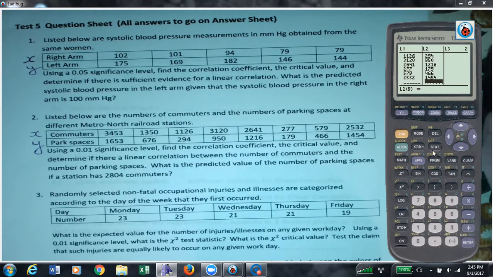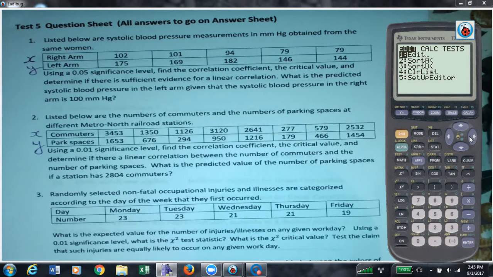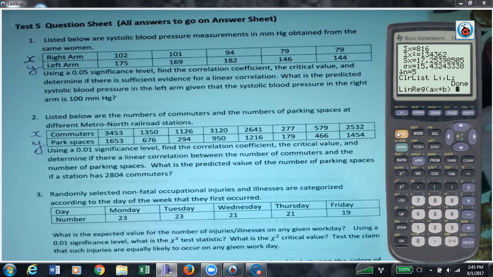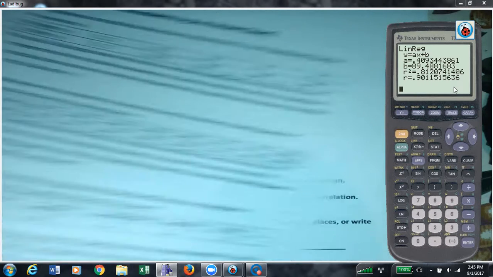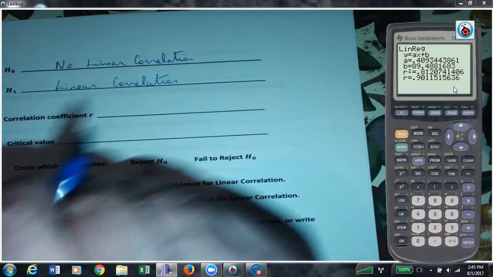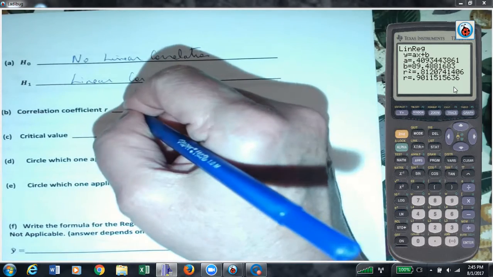Okay, so to get the correlation coefficient, I'm going to do stat, go over to calc, come down here to linear regression, and tell it I want it to do linear regression with list 1, comma, and list 2, and press enter. My correlation coefficient is R, and taken to 3 decimal places, that's going to give me 0.901.